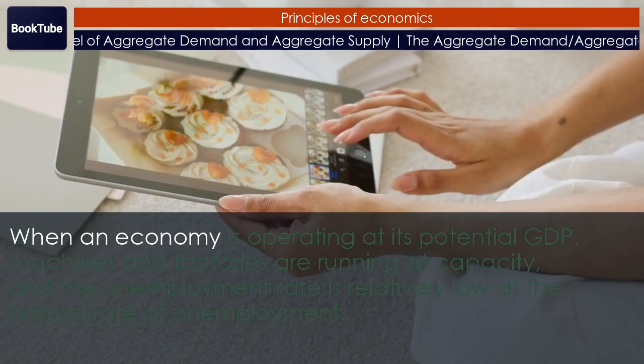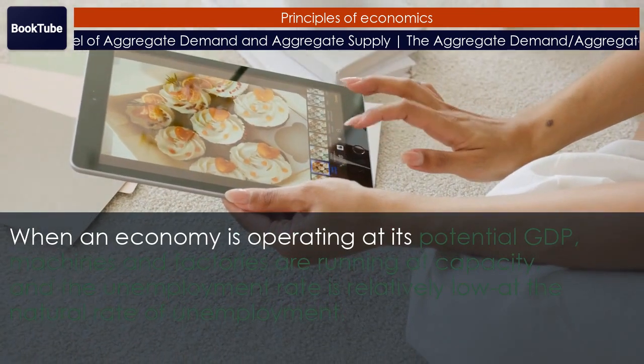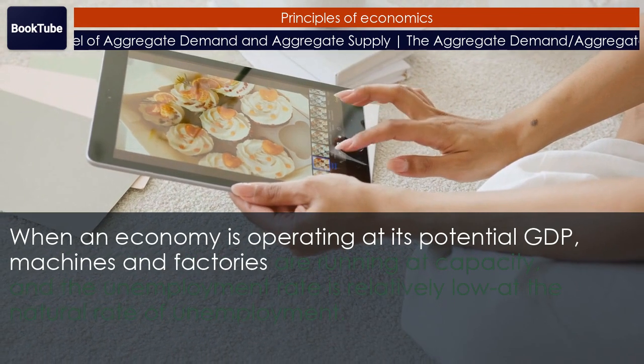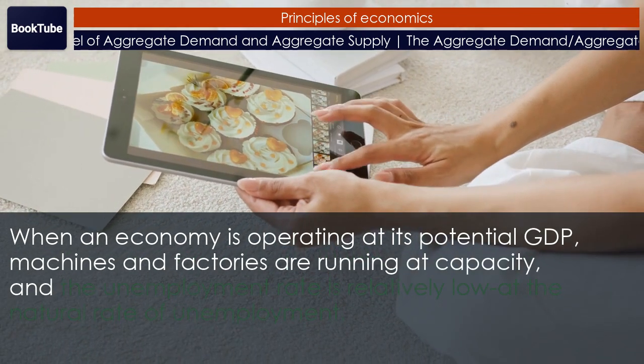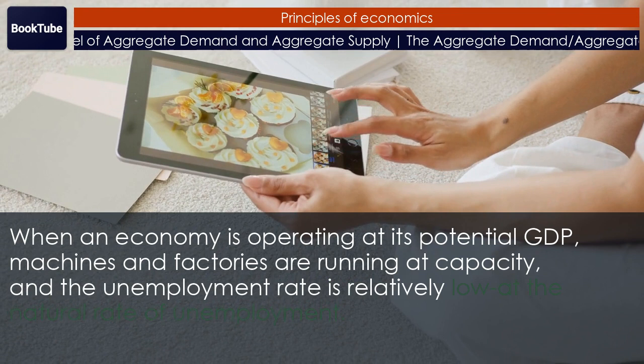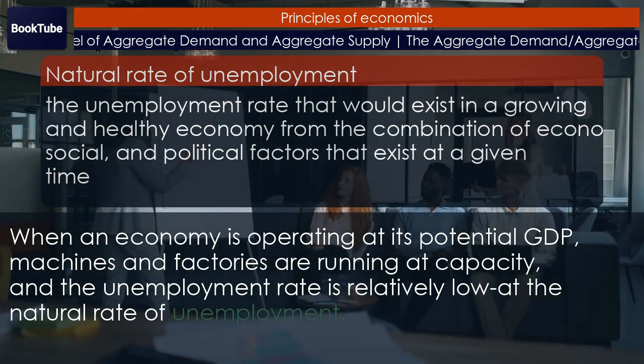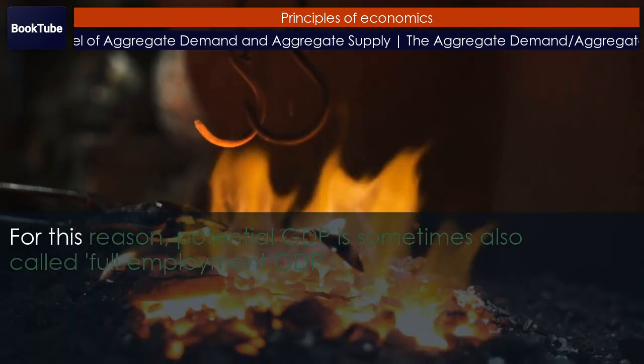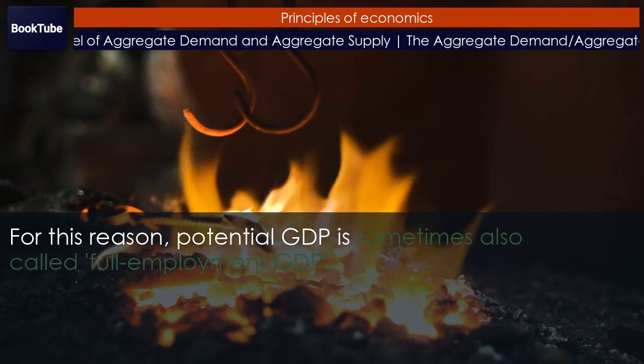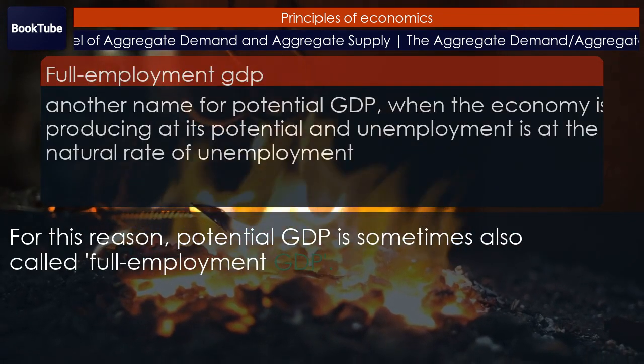When an economy is operating at its potential GDP, machines and factories are running at capacity, and the unemployment rate is relatively low at the natural rate of unemployment. For this reason, potential GDP is sometimes also called full employment GDP.